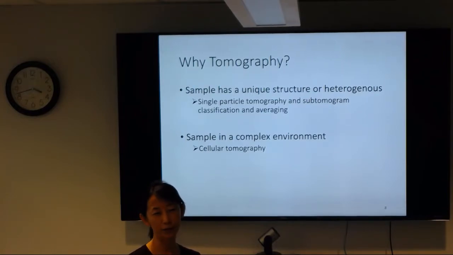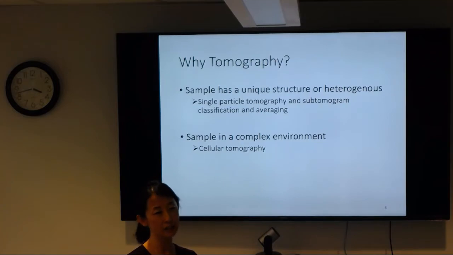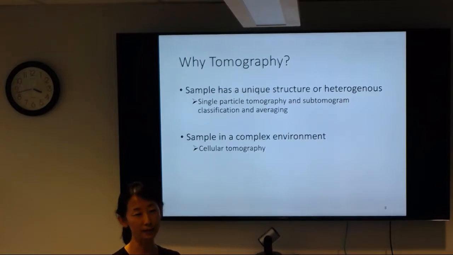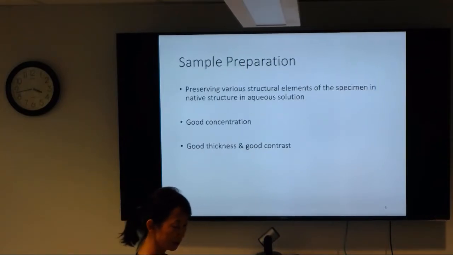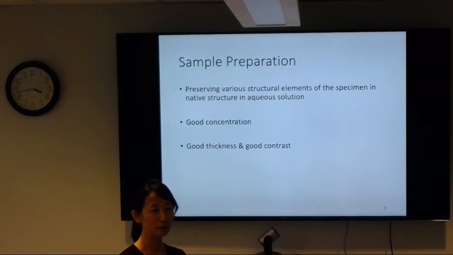After the first session, we know that for single particle you want to look at a more homogeneous sample. Tomography is more suited to, for example, very unique structures or more heterogeneous structures. It gives you the capability to look at those structures, and it also allows you to look at structure in biological processes in a very complex cellular setting. So this is the first session: what kind of samples, what kind of systems are appropriate for tomography?